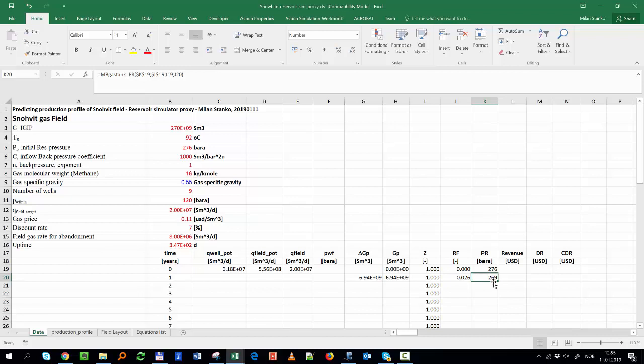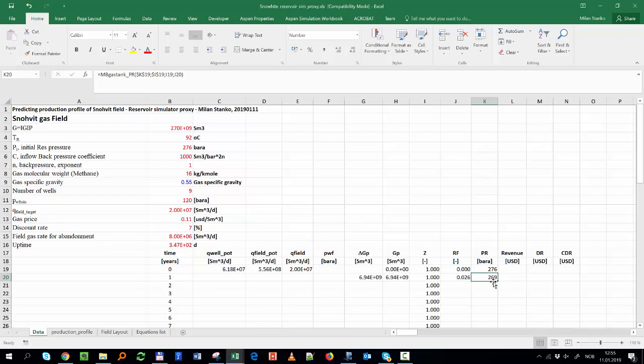Then I go to the next, calculate how much I have produced, the new recovery factor, the new pressure, and then I calculate the maximum I can produce. Then, if that's greater than this one, I produce the one that I want, and I repeat for all the cells.